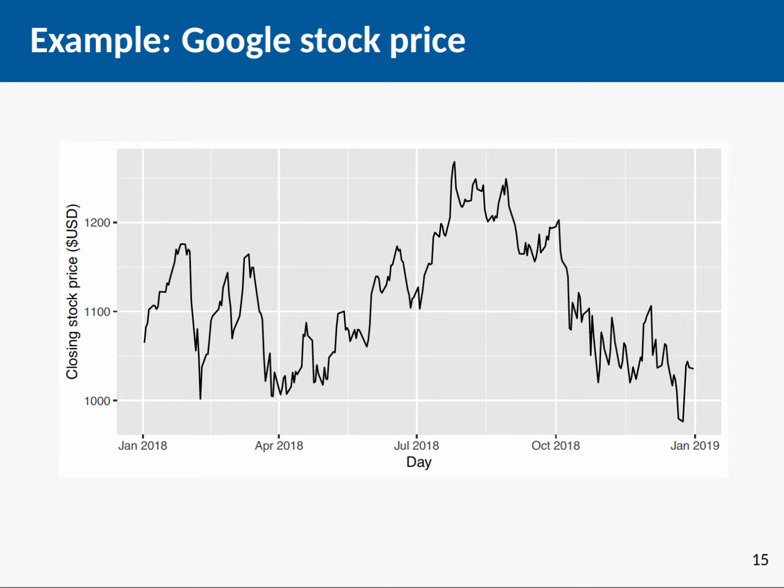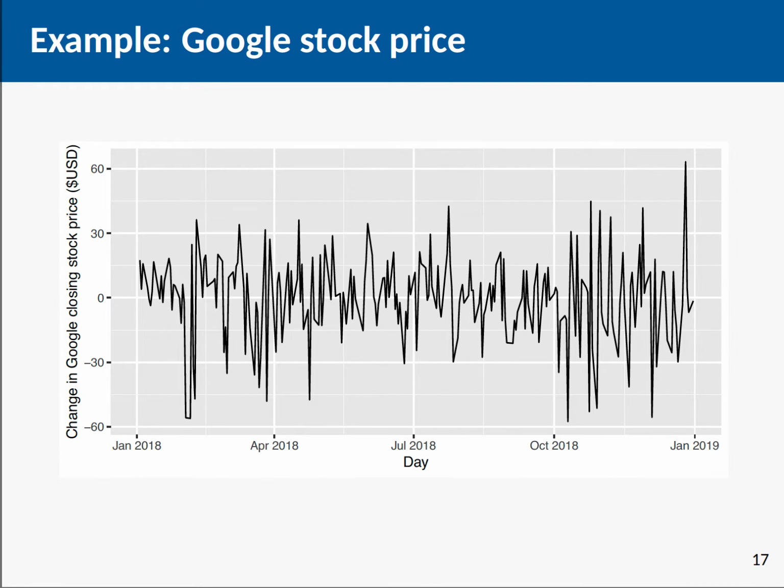So for modeling purposes, for ARIMA models, we do require a stationary time series. And for that, we need to use the differencing technique, which is to look at the change in subsequent observations. So for the Google stock price, we can take a look at the difference data, which is the change in the Google closing stock price for 2018, and this data looks roughly horizontal.